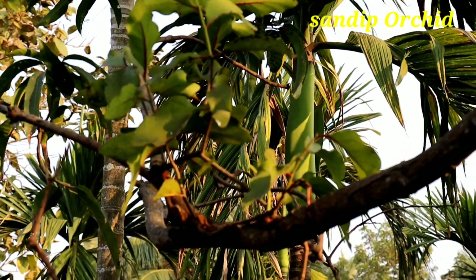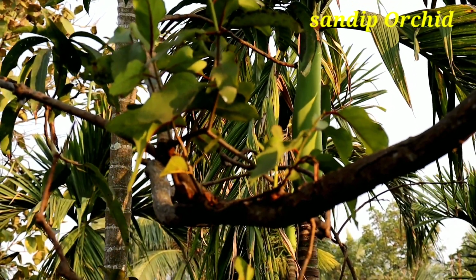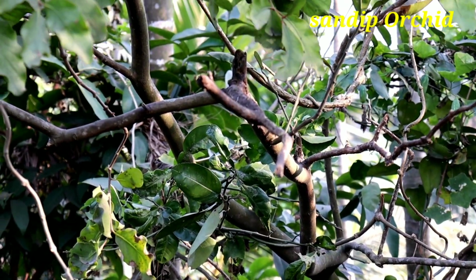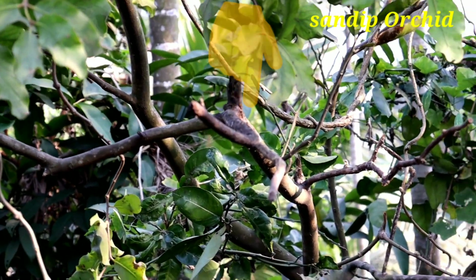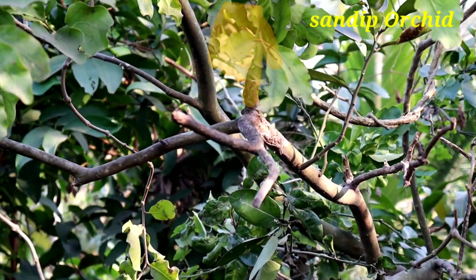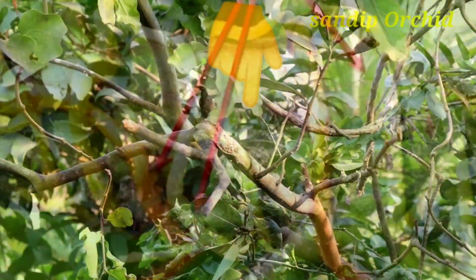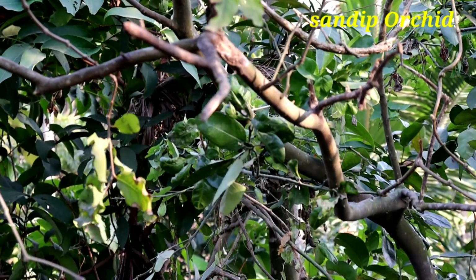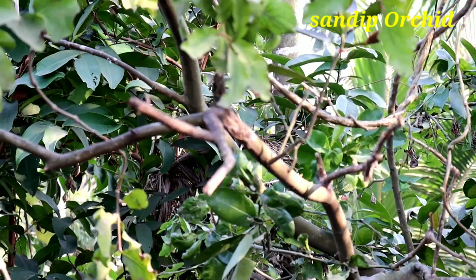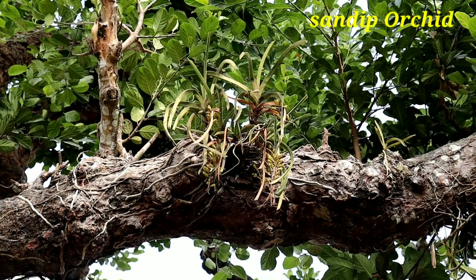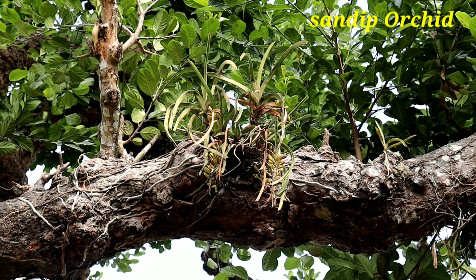A parasitic plant is harmful for the host plant as they take nutrition from the branches. The cells of these become dried out gradually. You can see here I am indicating. This is haustoria, the root structure. This is the condition. Now come to epiphytes.